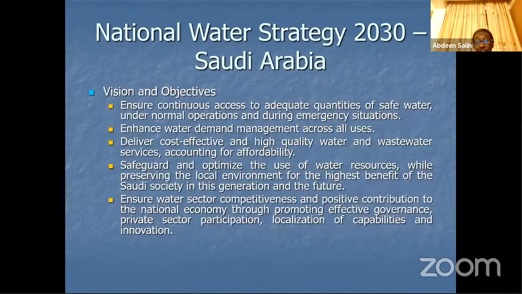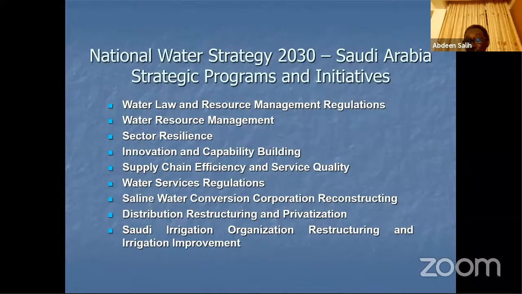Anyway, they studied all those things and put objectives for their vision. And then they came out with a national water strategy, which I think is very, very good. They think that water law and resource management regulation is important. Water resources management aspects in the form of IWRM is important. Sector resilience, innovation, capability building and capacity building, supply chain efficiency and service quality, the Saline Water Conversion Corporation, which is bringing a lot of water. It has to be combined with that, and I will show you that if they leave it alone, it can create a problem. Distribution and restructuring of privatization.